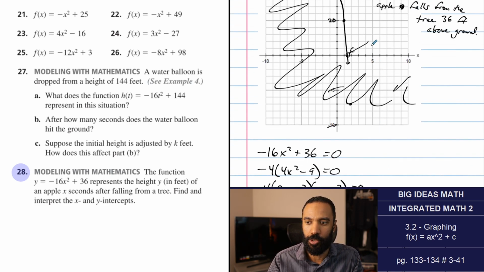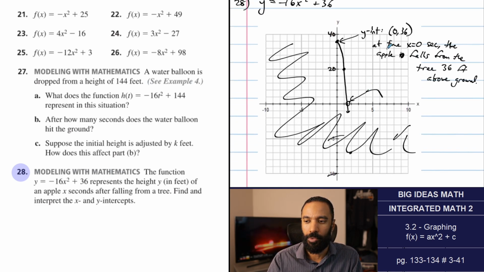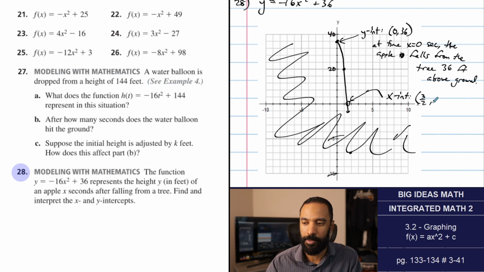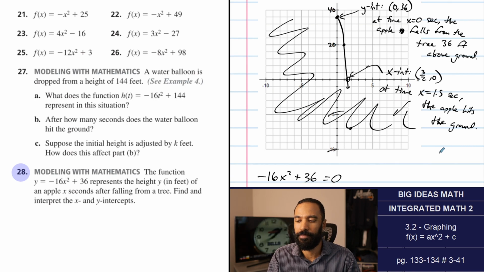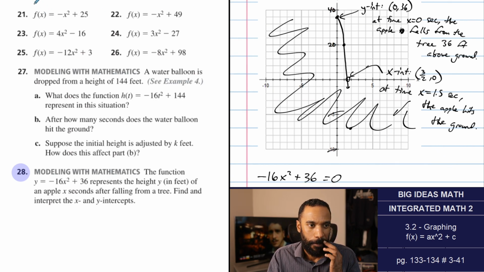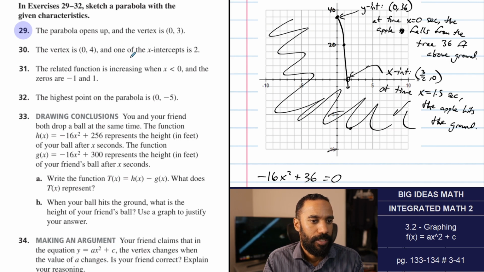So x equals 3 over 2 means that's this point here. This is the x-intercept of 1.5, 0, or 3 halves, 0. So at time x equals 1.5 seconds, the apple hits the ground, because that is when y is 0. Ground level is at 0 feet. That's the time.